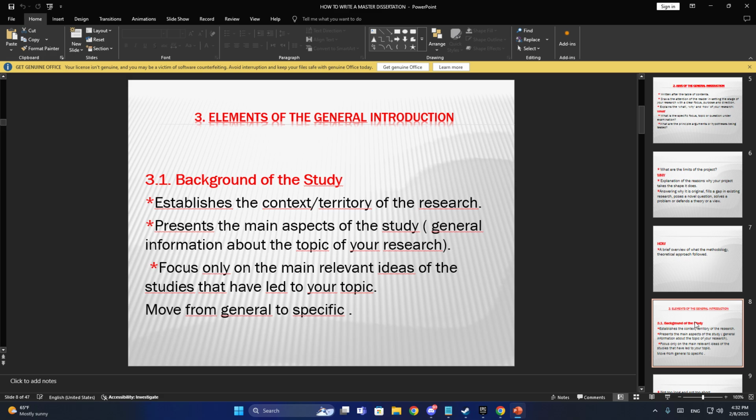It presents the main aspects of the study. I'm going to talk about the general topics of my research, the topic of my dissertation. I only focus on the main relevant ideas of the studies that have led to the topic. I always move from general to specific ideas. I will clarify it with an example later on. So the background of the study is going to set the territory, the context of my study. So what am I going to talk about?